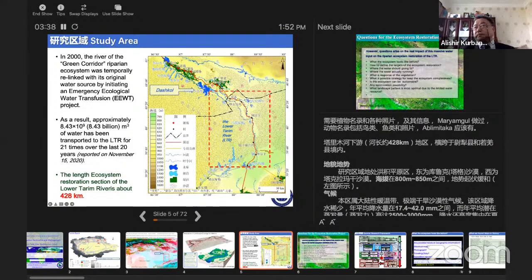And then the central government decided to support, $8.43 billion actually, the local government to start the ecosystem restoration project for the entire Tarim River Basin. The special focus is the lower Tarim River, which is about 430 kilometers.